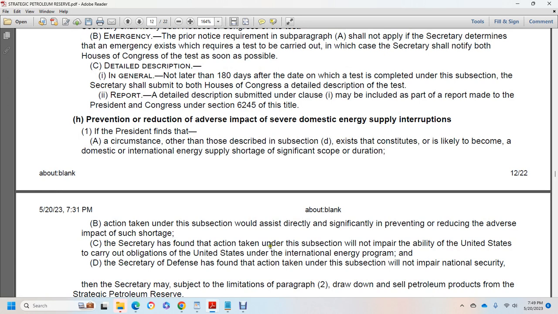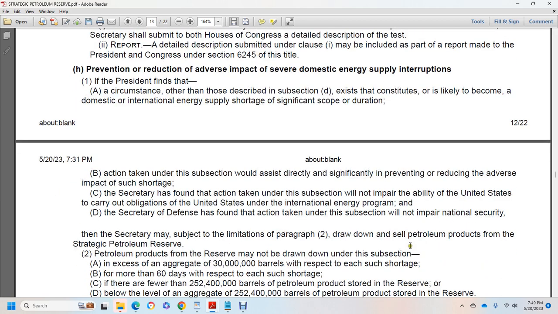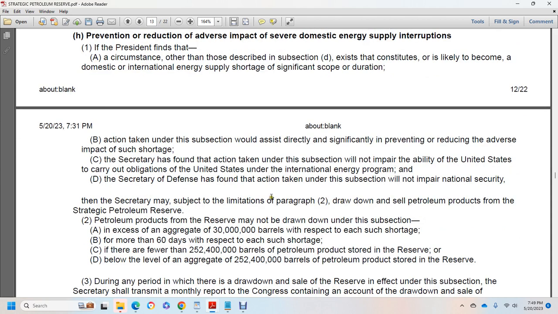The Secretary has found that the action taken under the subsection will not impair the ability of the United States to carry out obligations with the United States under an international energy program. The Secretary of Defense has found the action taken under the subsection will not impair national security. The Secretary may, subject to limitations in paragraph 2, draw down and sell petroleum products from the Strategic Petroleum Reserve.